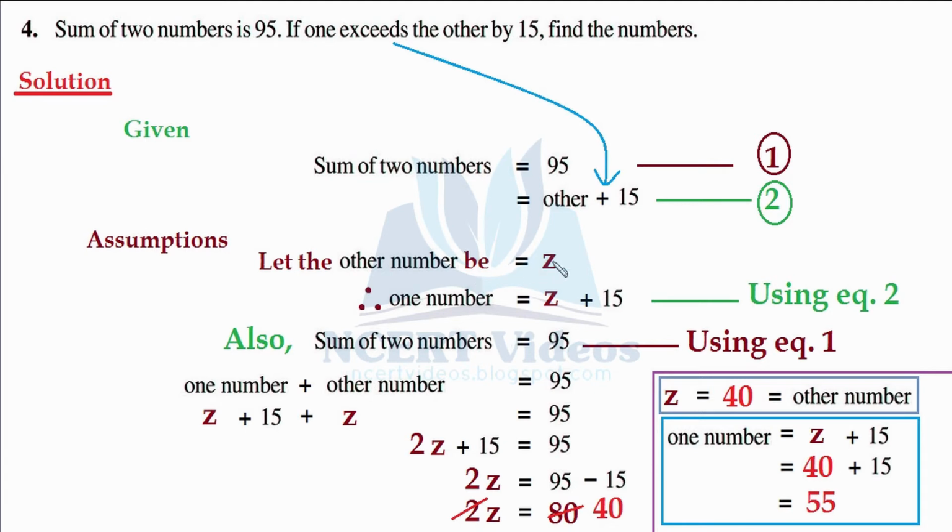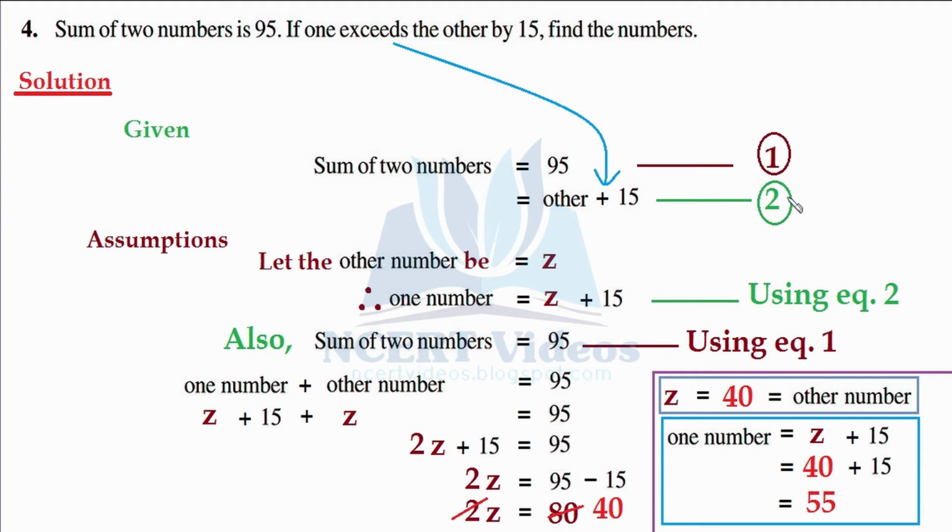Let the other number be z. And why did we take the variable as small letter z? First of all, variables are assumed with small letters. Therefore, we took a small letter. And why only z? Well, it is our personal preference. We can take any variable from a to z. This time we took it as z. Again, this is the mathematical representation of therefore. Therefore, one number equals z plus 15.